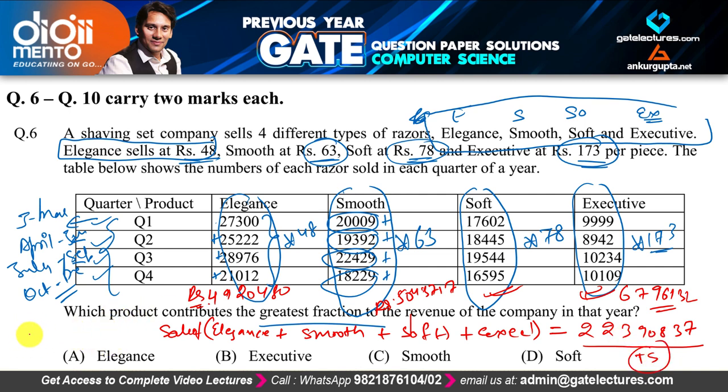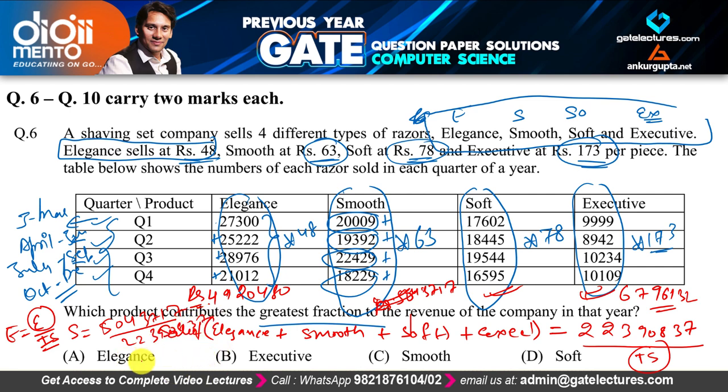So for Elegant, you have to find the total sales of Elegant divided by total sales. In the same way, for Smooth, you have to take the total sales of Smooth, that is 5043717, and then divide by total sales, that is 2239087 or something.